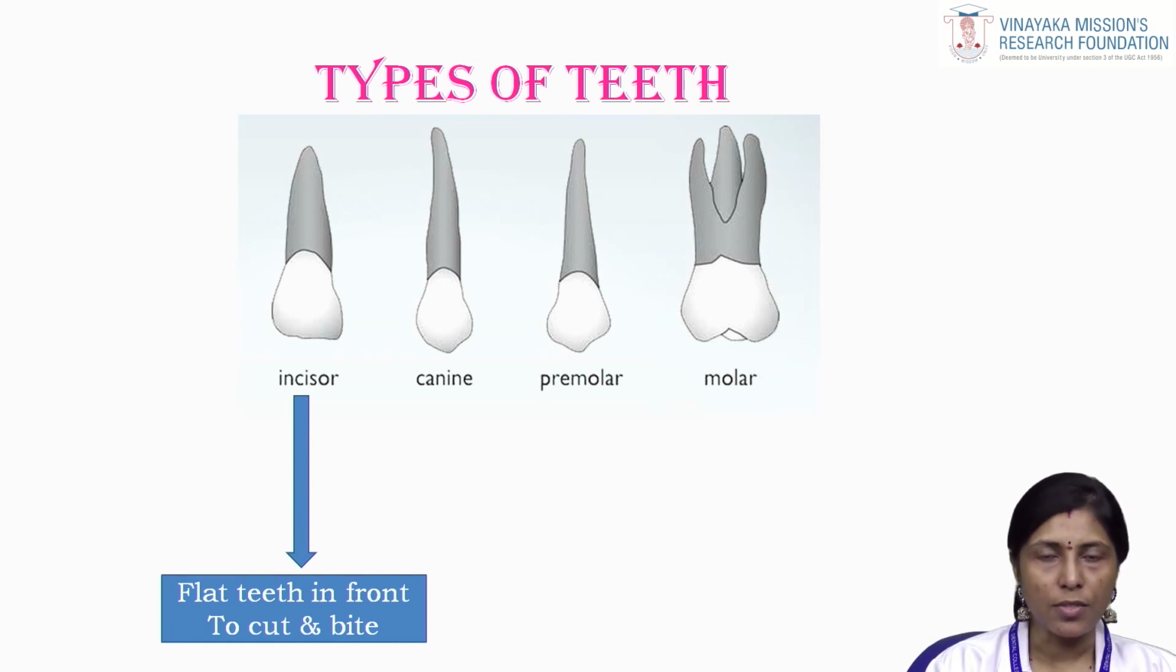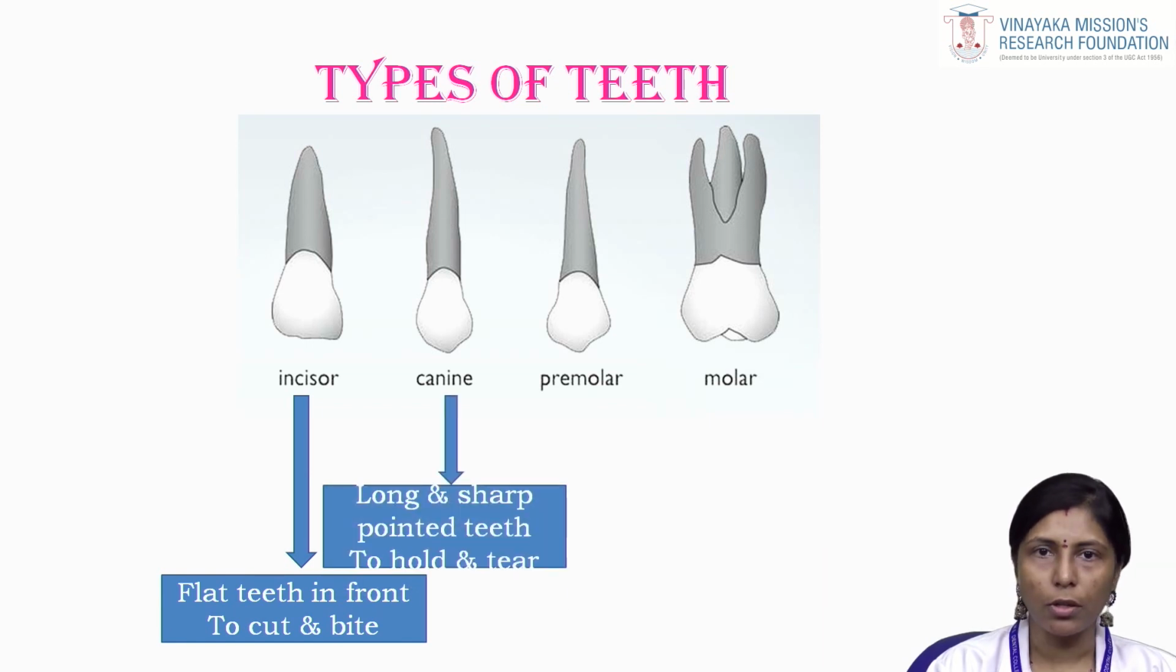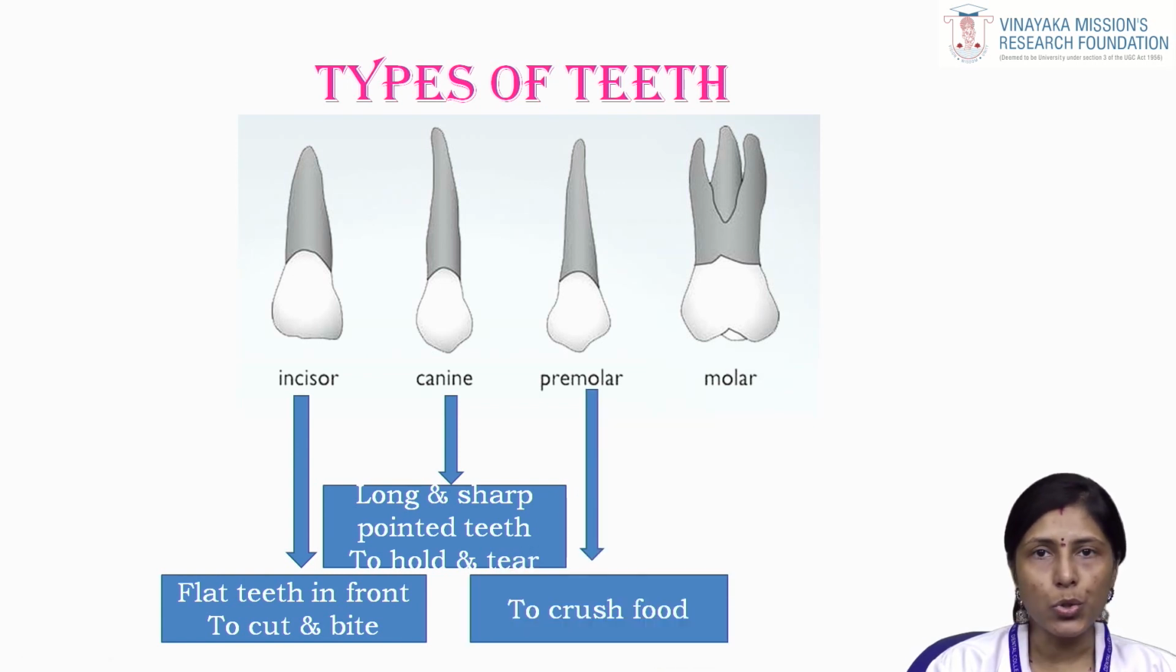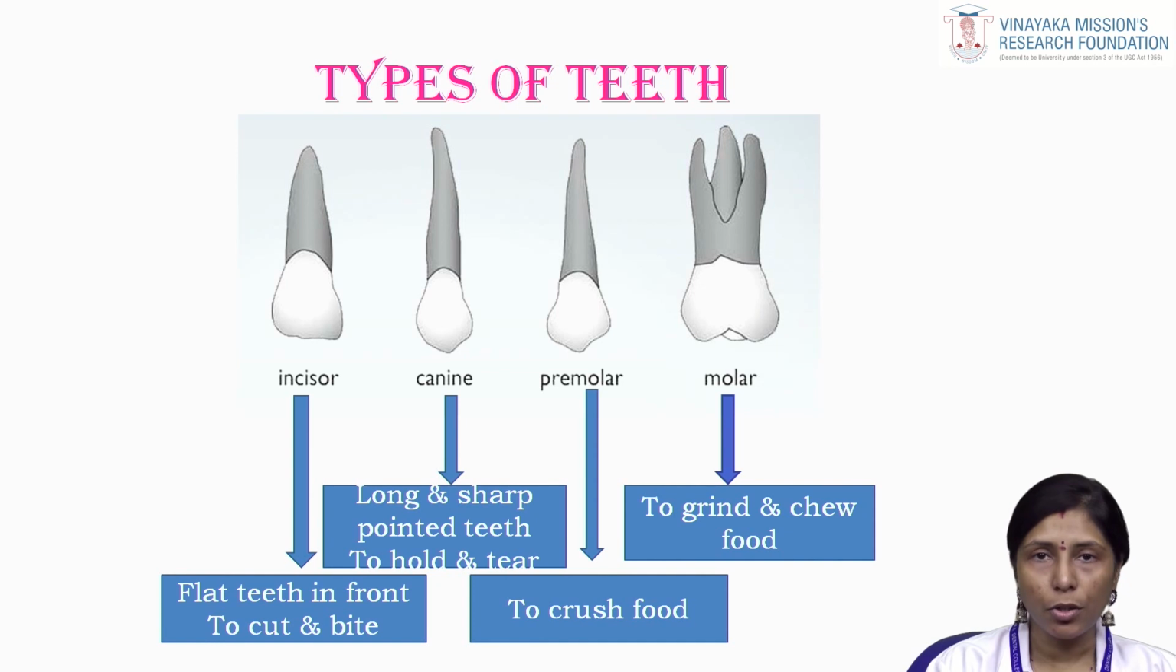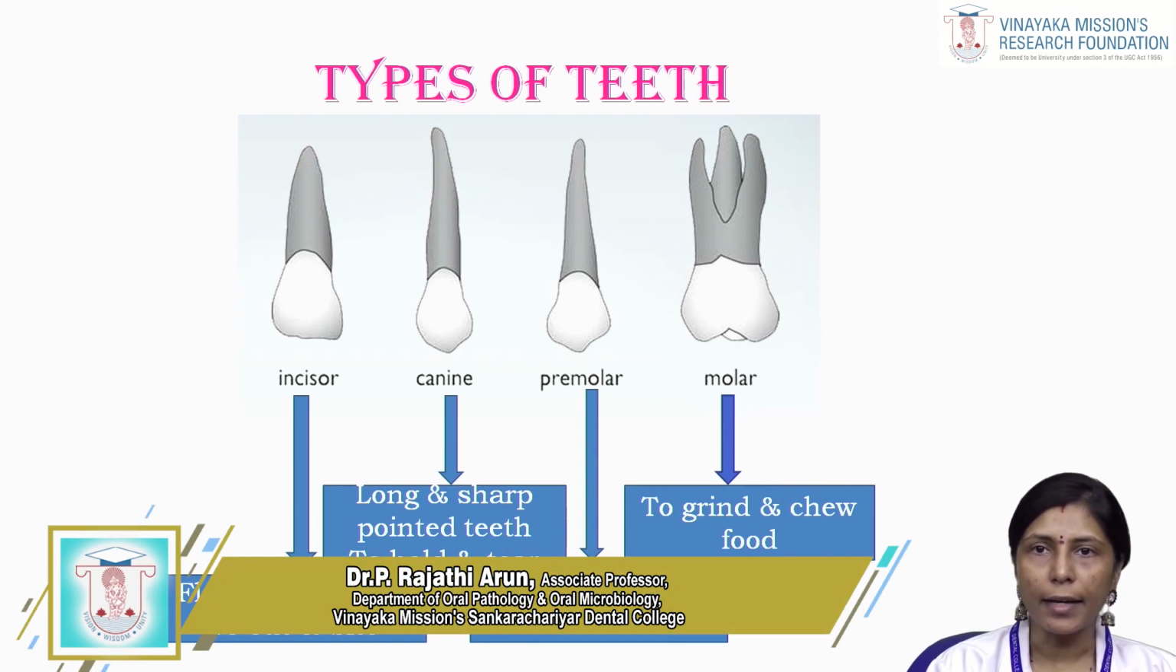Next to the incisors, we have canine. Canine is a long and sharp pointed tooth to hold and tear the food. Next to canine, you have premolars. Premolars are used to crush the food. Next to the premolars, you have molars. For premolars and molars, the chewing surface is going to be broad. So, these are the teeth which are going to help in chewing the food. Premolars to crush the food, molars to grind and chew the food.